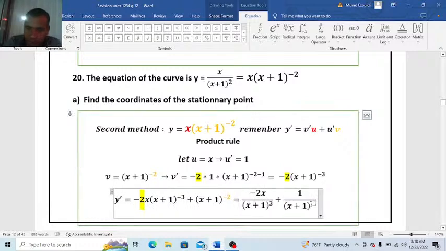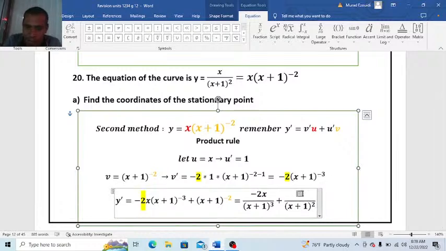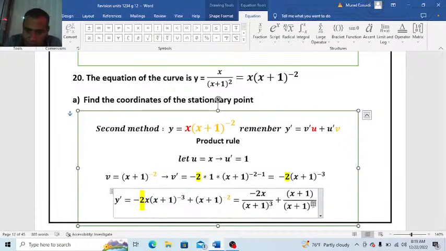Now to get the same denominator, I try to multiply this by x plus 1. Because this is (x plus 1) to the power 3 and this is (x plus 1) to the power 2, I write here x plus 1 in parentheses, divided by (x plus 1) to the power 3. This is my first derivative of the function y.